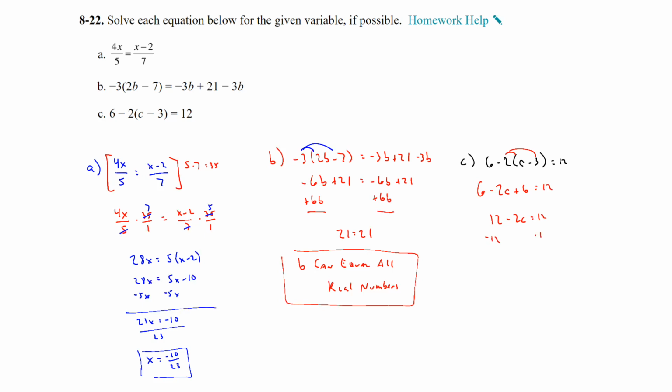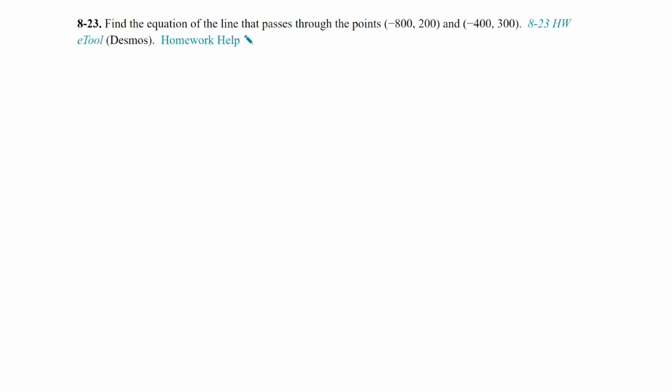Since we already have one variable by itself, we're going to go ahead and move the constant by subtracting 12. That'll be negative 2c equals, that's supposed to be subtraction, so that's 0 divided by negative 2. C is equal to 0. And so those are just 3 equations with one variable. Kind of set up different ways, though.